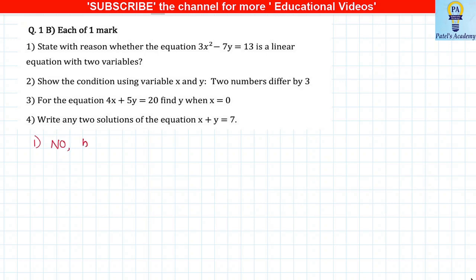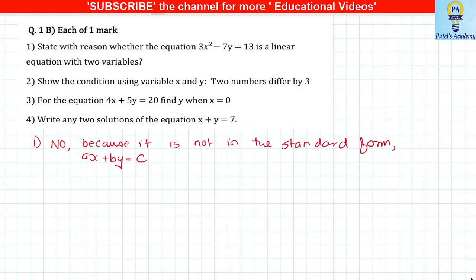Why? Because it is not in the standard form. Okay, now what is the standard form of a simultaneous equation, students? That is ax plus by equal to c. This is the standard form. So it is not in the form. That is why it is not a linear equation, because if you see the question here, it is x square. Because of x square, it is not a linear equation.